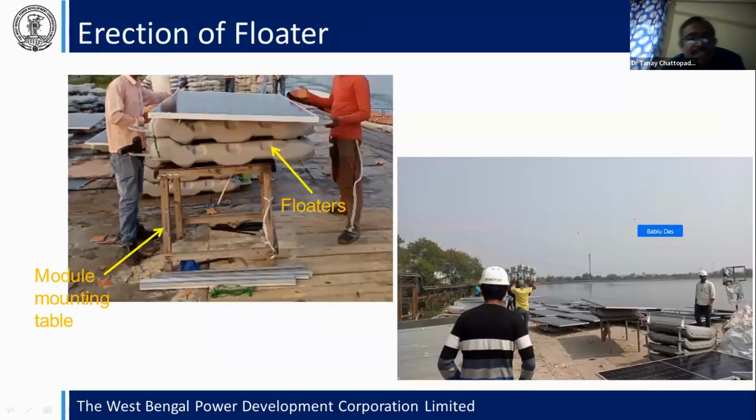And this is the module assembly platform, and we make a bench, actually a module mounting table, and on the table we take the floaters, and with the screw nut we joint the module. And this is another picture, the picture of our power plant, the Sagodegi 10 megawatt floating solar plant.